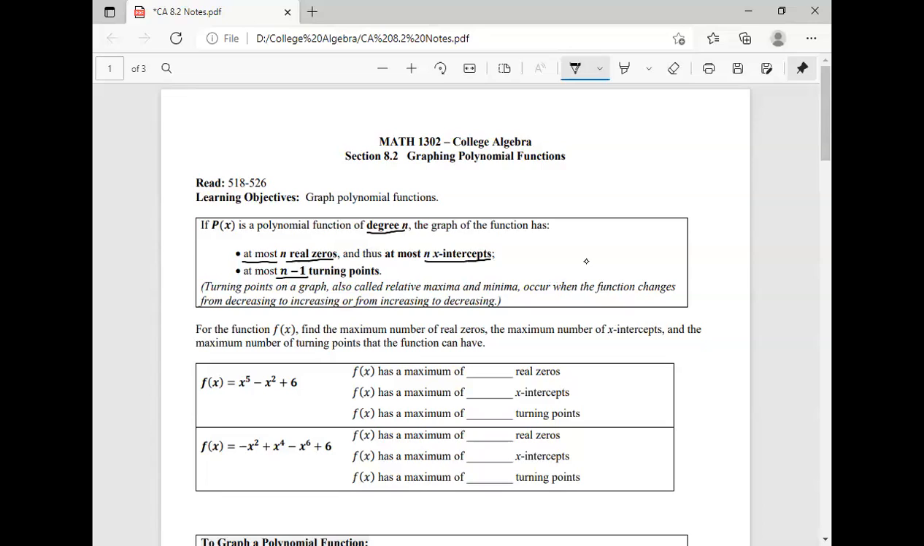And a turning point is a relative minimum or a maximum, basically where your graph goes from increasing to decreasing, or the other way around, from decreasing to increasing. It's just where your graph makes a turn.